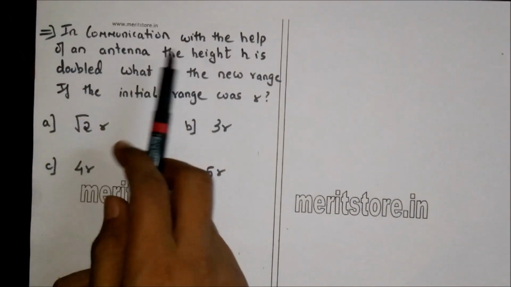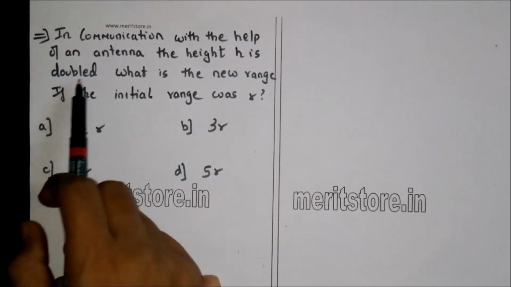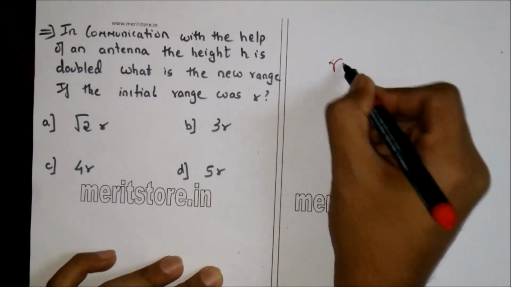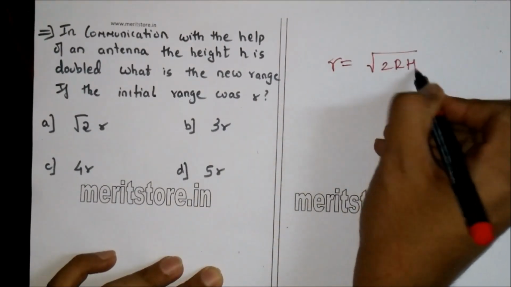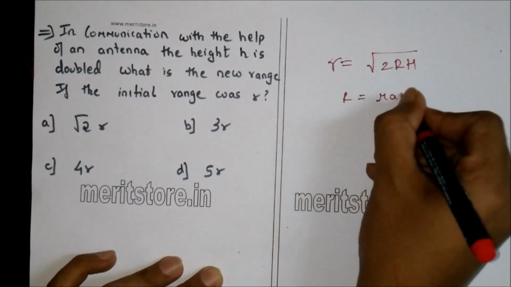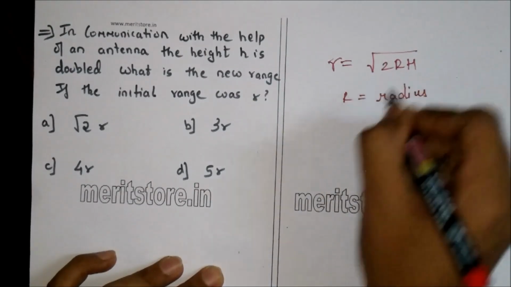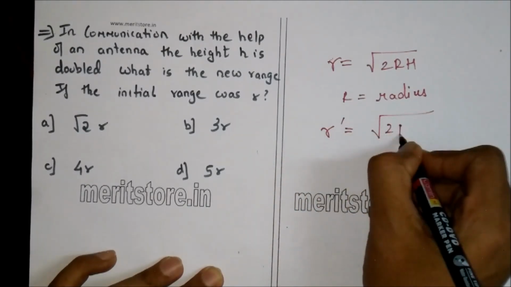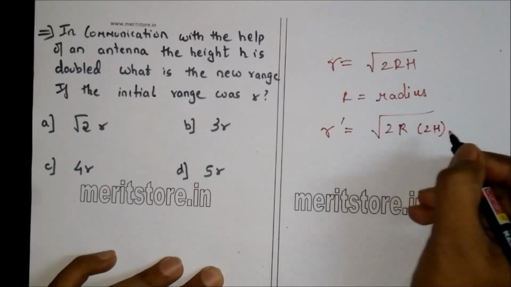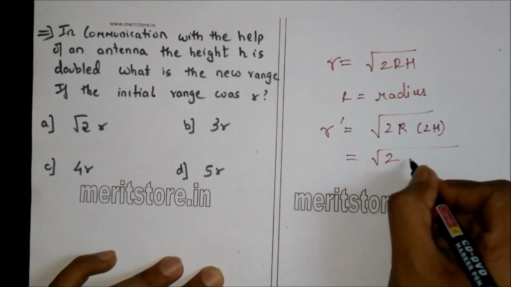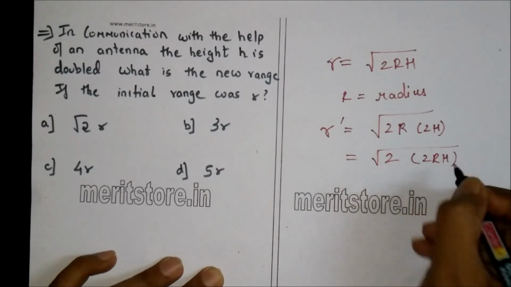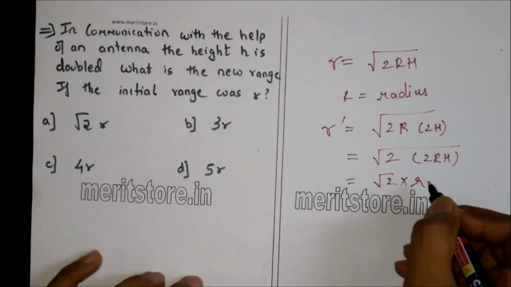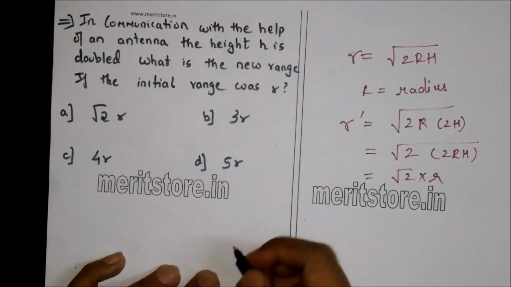In communication with the help of an antenna, the height h is doubled. What is the new range if the initial range was r? So let the initial range r be equal to root of 2Rh, where R is the radius of the earth. Now since h is doubled, the new range will be r dash equal to root of 2R into 2h, which is equal to root 2 into root of 2Rh, where root of 2Rh is r. Therefore, the new range will be root 2 into r. So, the correct answer is option A.